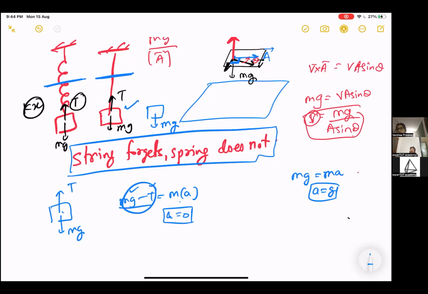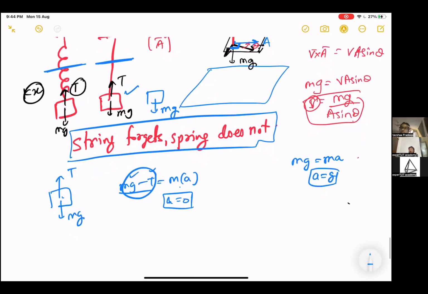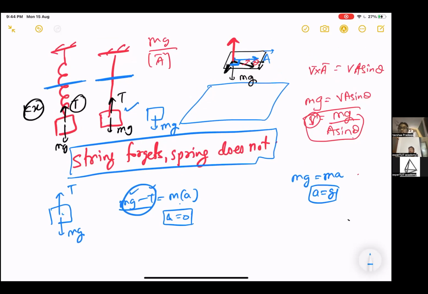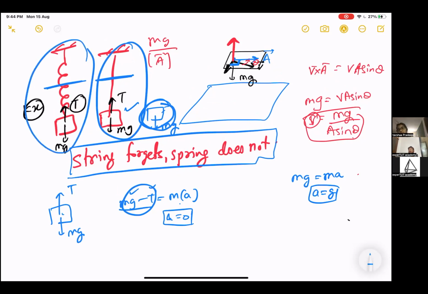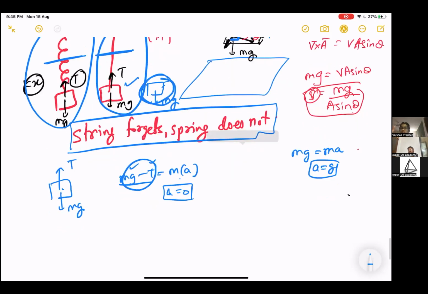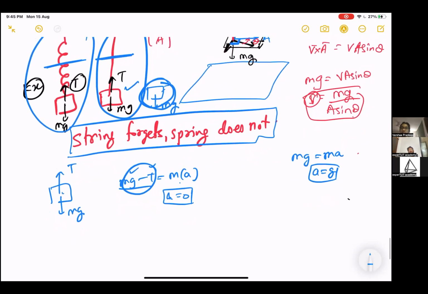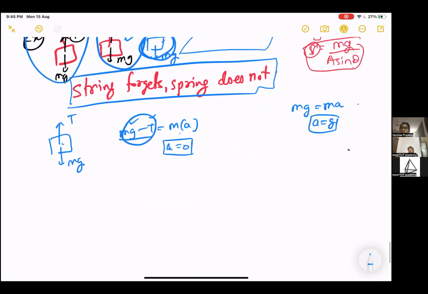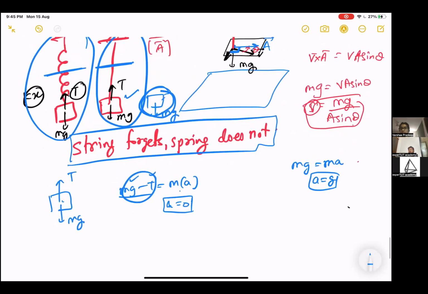This is the basic concept. After cutting, after 5 seconds, you can't find it for this case. For the spring case, if you want the situation after 5 seconds, we have to go to the SHM chapter. But in the string case, it's just g only as the acceleration. Yeah, it's free fall.